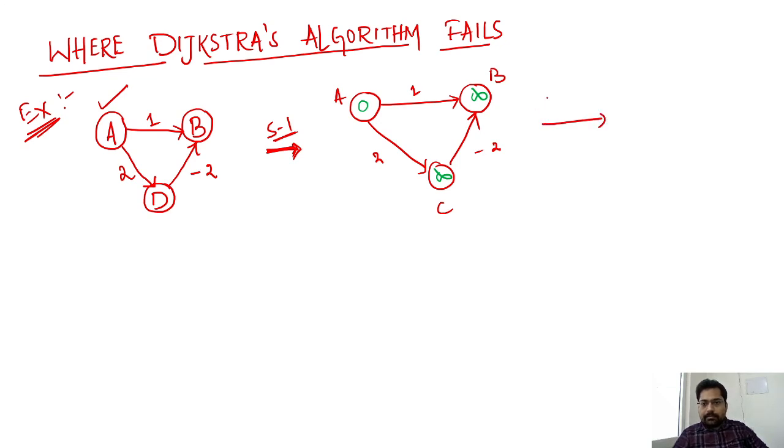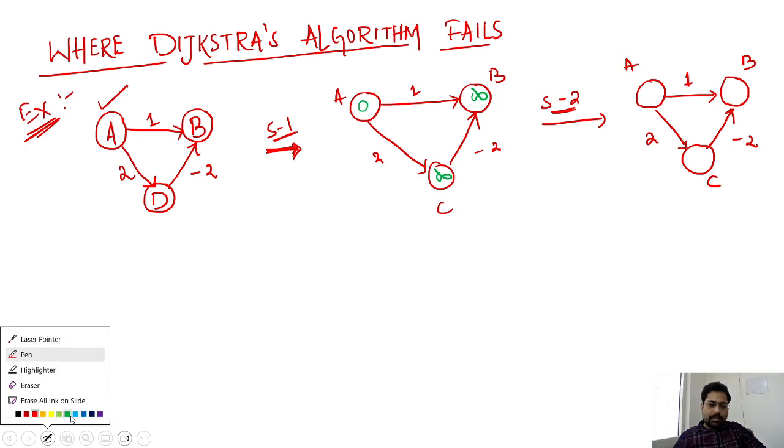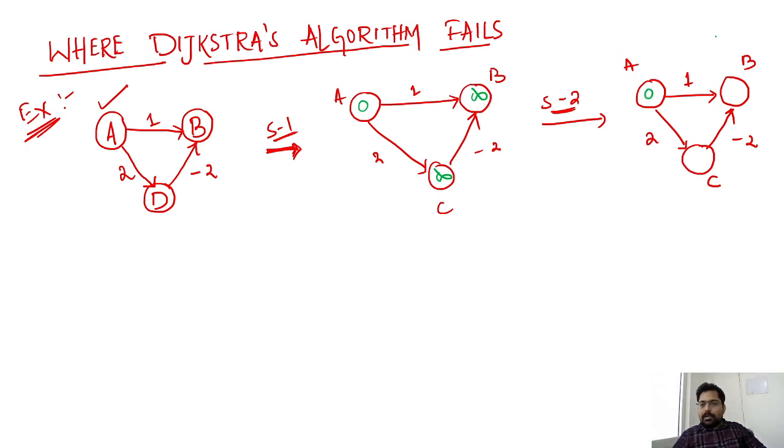Next, in step 2, what we have to do is check the updation. Here A, B, C, with weights 2, 1 and minus 2. The value here was 0. Previously it was infinity. We check whether infinity is greater than the distance plus the cost. Infinity is greater than 1. If yes, then 1 will be updated now.